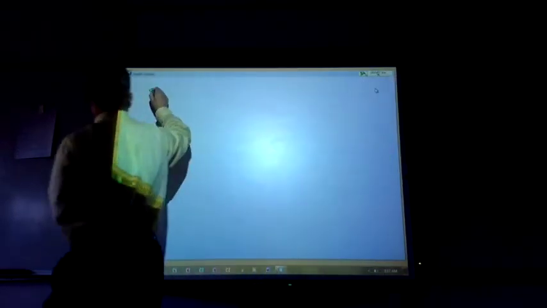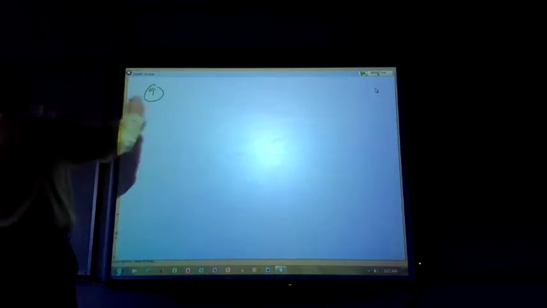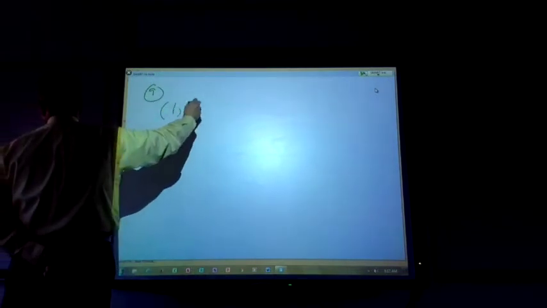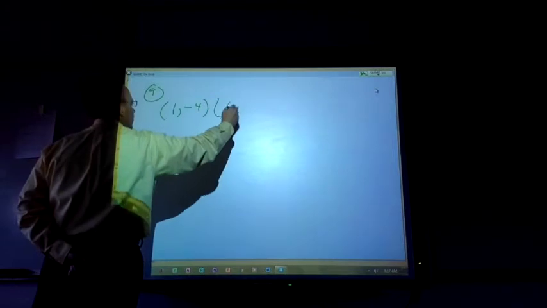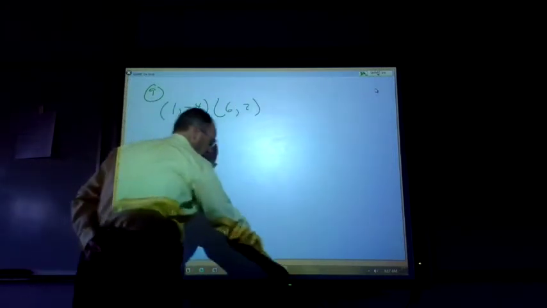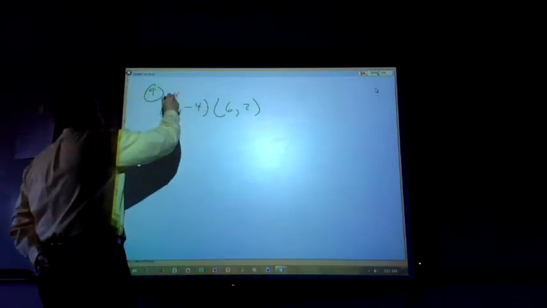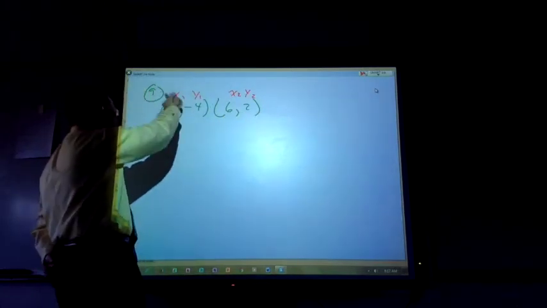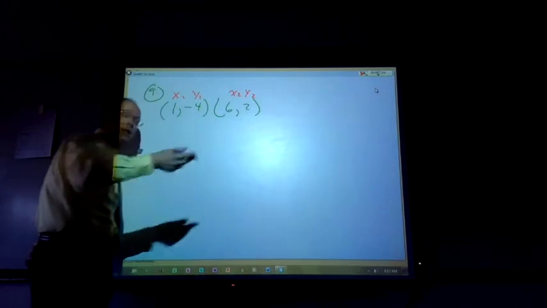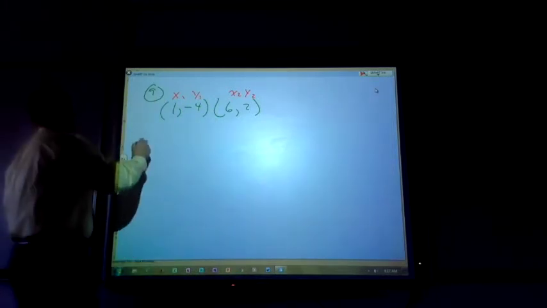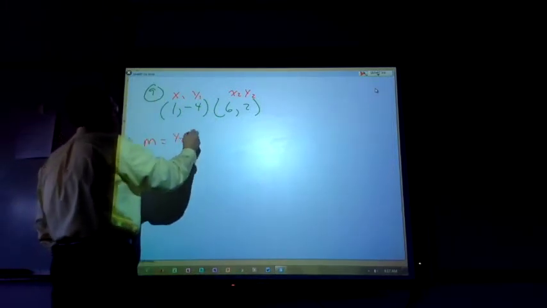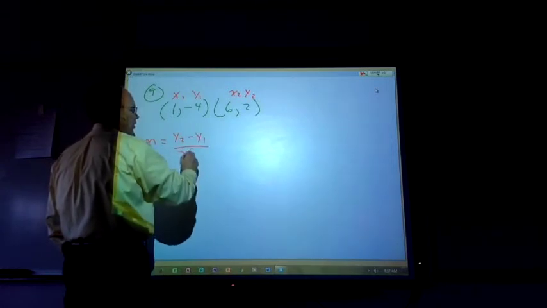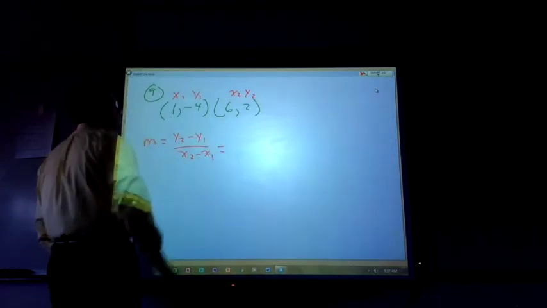Problem number 9. So we got 1 comma negative 4, and we have 6 comma 2. So the very first thing that we've learned to do is label it x1, y1, x2, y2. We've had enough discussion saying that if this is x2, y2, and x1, y1, it's still going to be the same answer. From there, I'm going to find the slope. This is the slope equation. It's the slope equation each and every time. It's not just today.